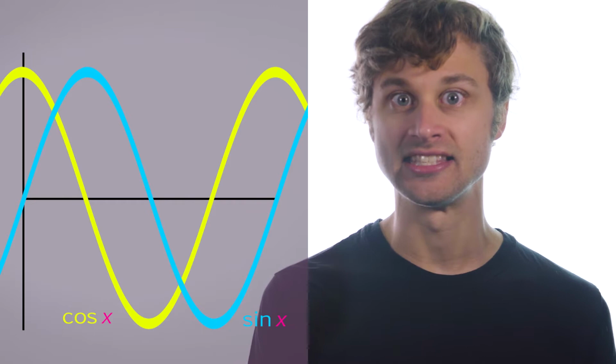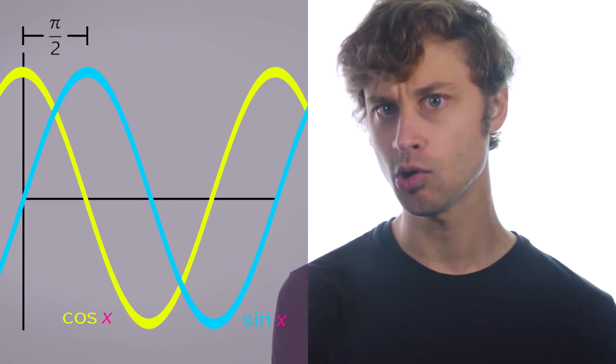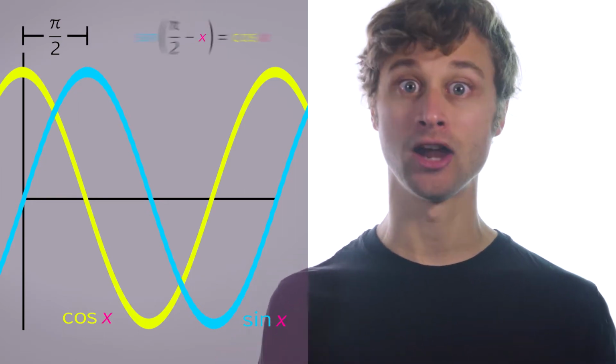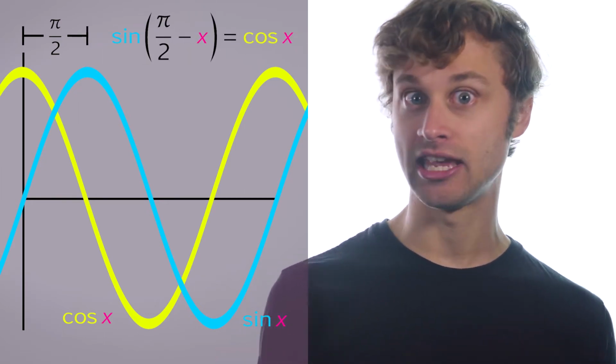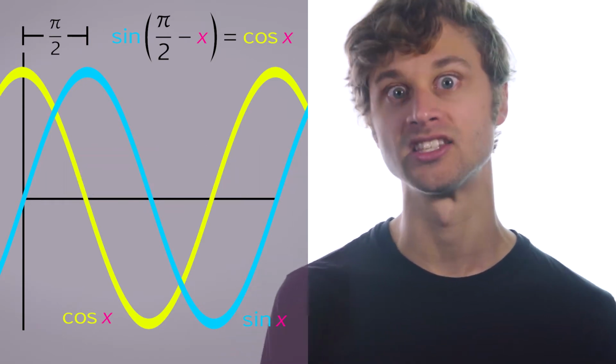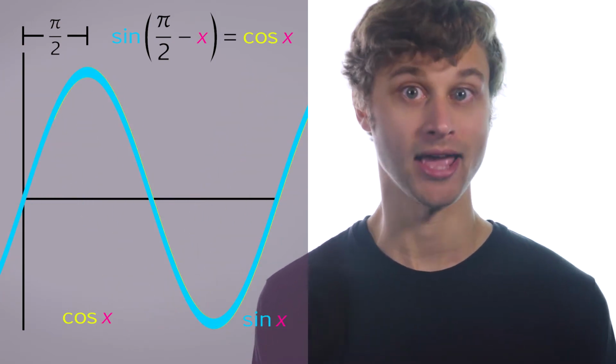So that distance between cosine and sine is actually pi over 2, or 90 degrees. So if I take the function sine of pi over 2 minus x, I actually get the cosine function. Sine and cosine are sometimes called co-functions of each other because of this property. If I shift sine, I can get cosine, and if I shift cosine, I can get sine.